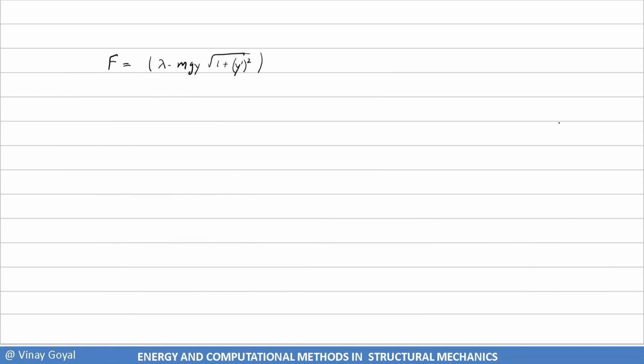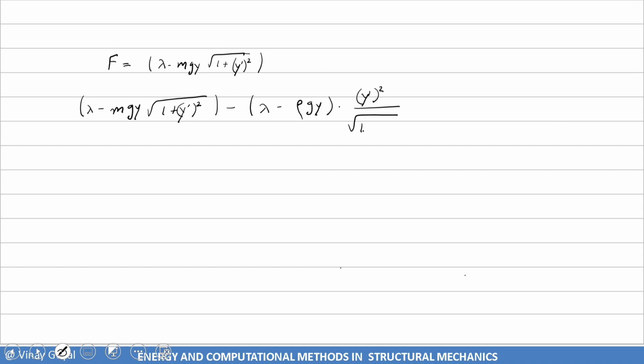And when I do, I get lambda minus mgy times 1 plus y' squared, minus lambda minus rho gy times y' squared, all over the square root of 1 plus y' squared. And now this is equal to a constant, which I'll call k.